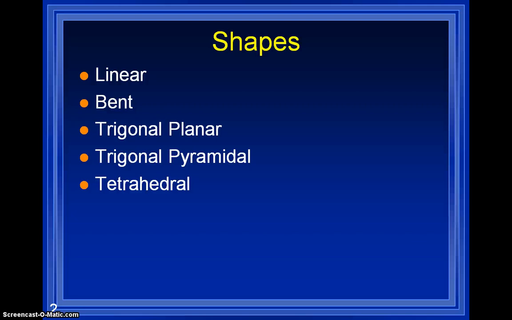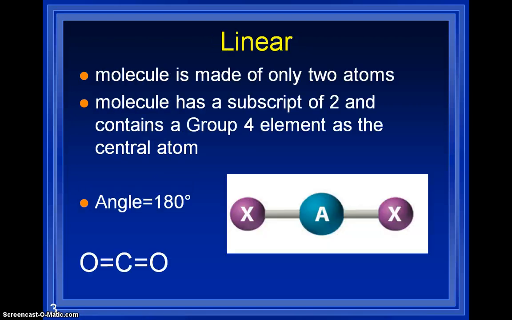So I'm going to discuss just 5 basic shapes and give you some tips on how to identify from a formula what shape a molecule actually is. The 5 I'm going to talk about are linear, bent, trigonal planar, trigonal pyramidal, and tetrahedral. So let's start with linear.